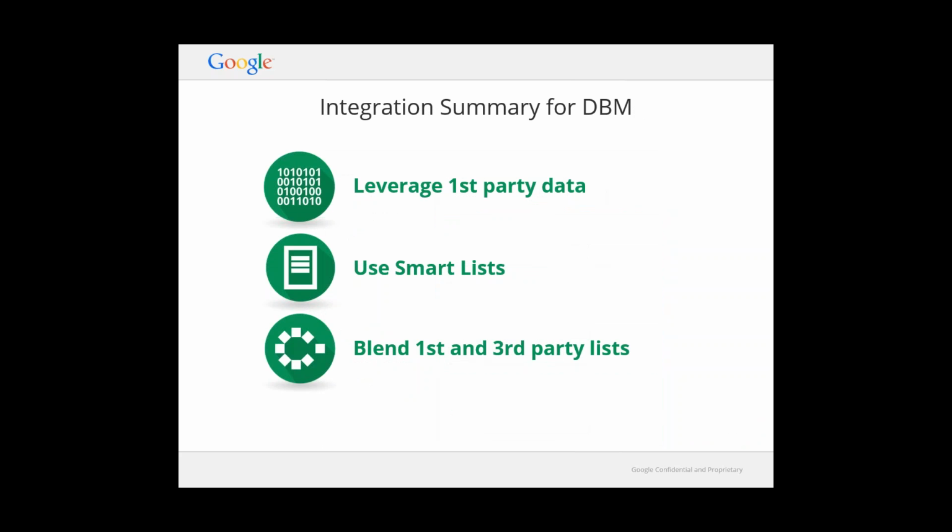So as a recap of this integration, the Google Analytics Premium and DoubleClick Bid Manager integration allows you to leverage the first-party data that you have in your analytics account. You can use it smartly, so you can use machine learning to have our algorithms try to suggest other segments of users based on the likelihood they have to convert on a given marketing goal. And then in DBM, you can blend the first-party data with third-party data lists to achieve more accurate real-time targeting for your users.